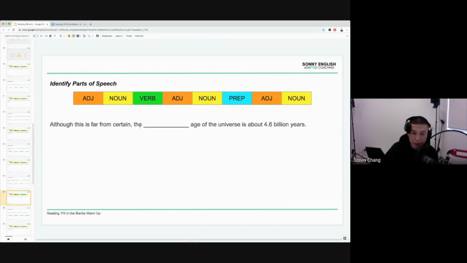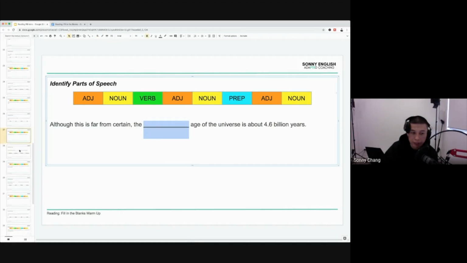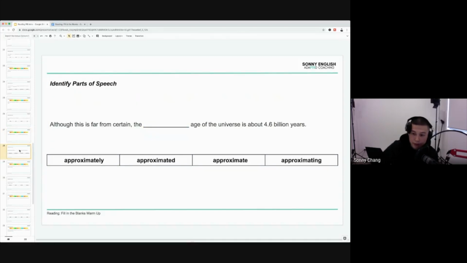Now, we have a "the" right here. The is an article. And the are all the same. You know what that is going to be in front of. But this right here, right? Age, preposition. So what does that mean? We got a preposition. What do you think this is? Noun. What's going to go here? Adjectives. Which one is the adjective?